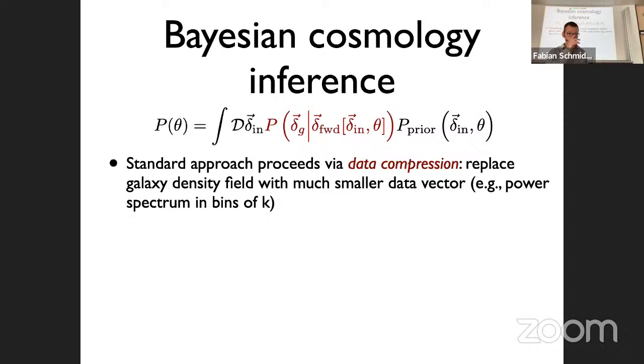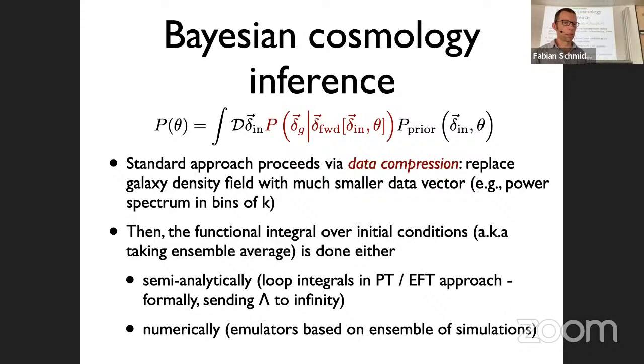So what is the standard analysis doing? Well, you basically do a data compression, right? You say, I don't aim to describe the entire galaxy density field. I identify some summary statistics that I believe contain a lot of cosmological information, and I just compare those. Right, so then we replace this entire grid delta G with a much smaller data vector, for example, the galaxy power spectrum in k bins. So in this case, the functional integral can be done in a much simpler way because you have a much lower dimensionality in the data constraints.